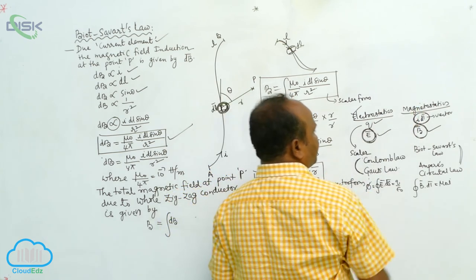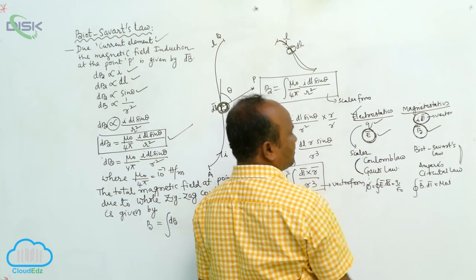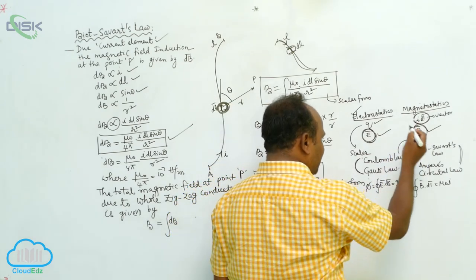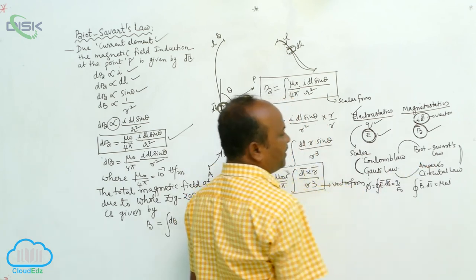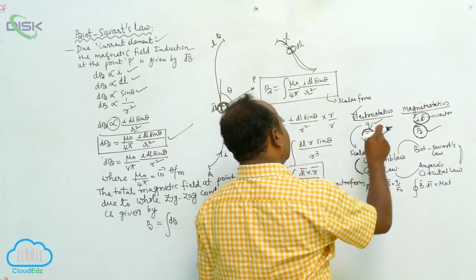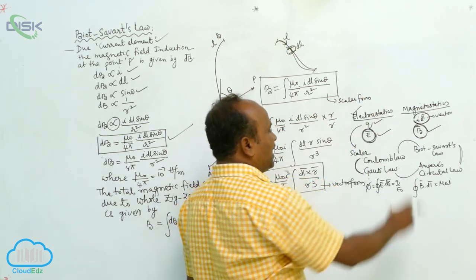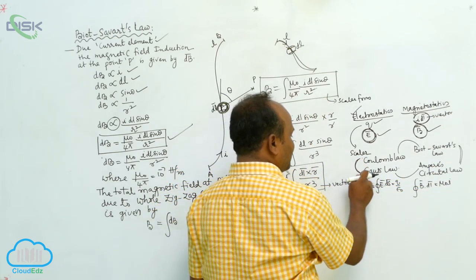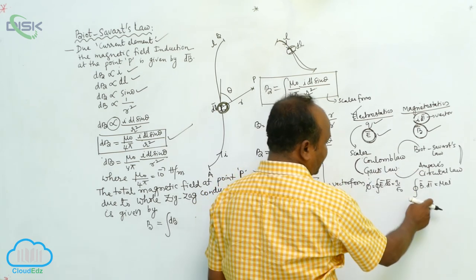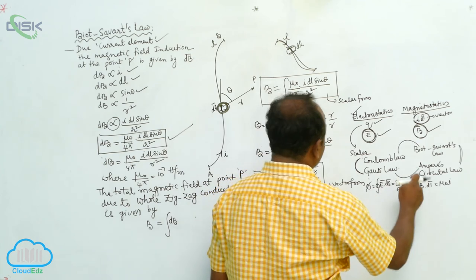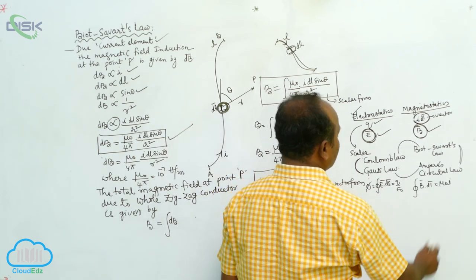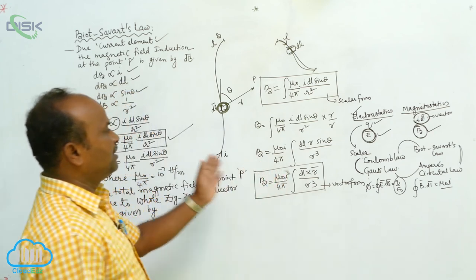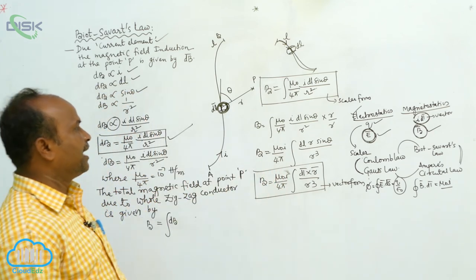Now, compare electric field and magnetic field. Source: charge. Source: current element. Coulomb law is similar to Biot-Savart's law, and Gauss law is similar to Ampere circuital law. Coulomb law is inversely proportional to the square of the distance, and Biot-Savart's law is inversely proportional to the square of the distance. Here we define electric flux, and here we define magnetic flux. The closed integral of E dot ds, and the closed line integral of B dot dl, is equal to mu naught I here, and Q by epsilon naught there.